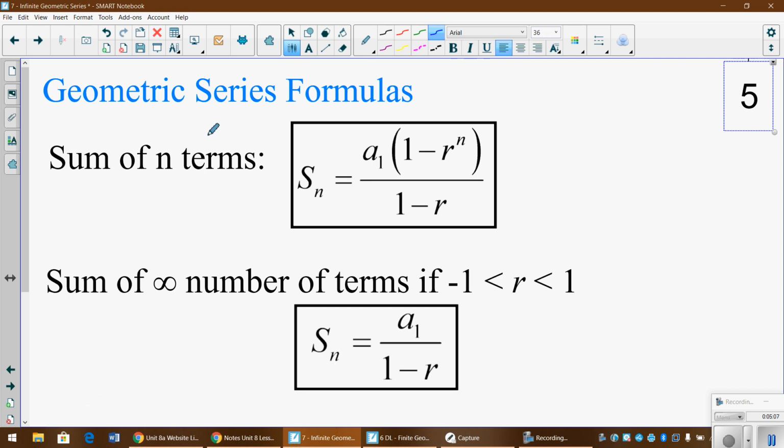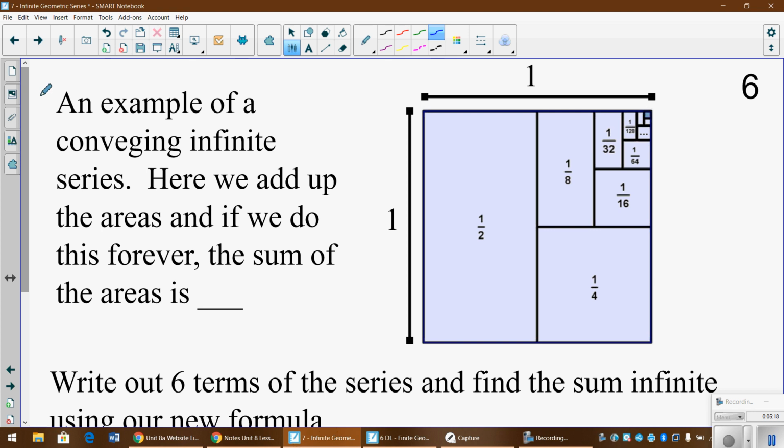If you come down here, we look at the geometric series formula that we had before, the geometric series formula when r is greater than -1, less than 1. And we can start to do some word problems here. An example of a converging infinite series. In this case, if you have the number 1 and you reduce it to a half, and a half to a fourth, and a fourth to an eighth, and an eighth to a 16th, and so on and so on, you can see this shape up here is getting smaller and smaller.